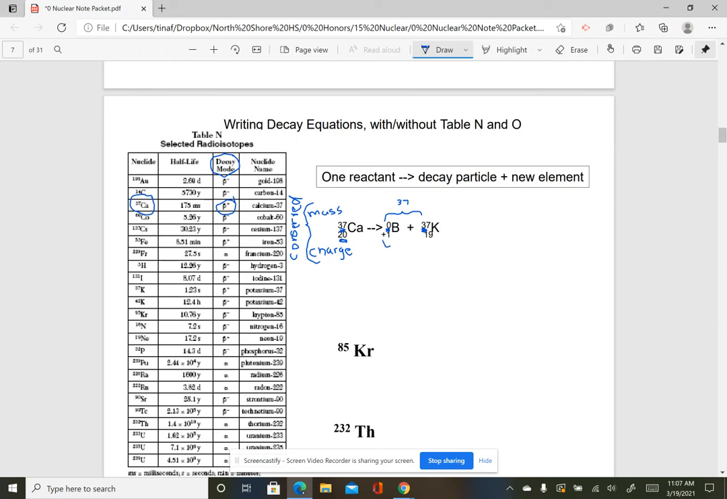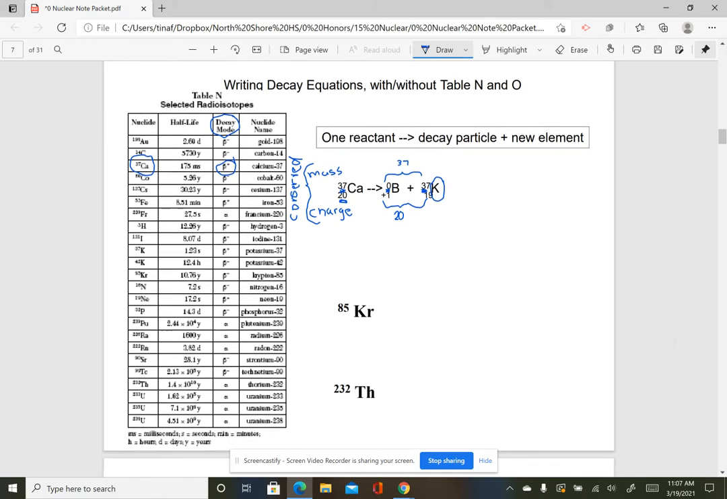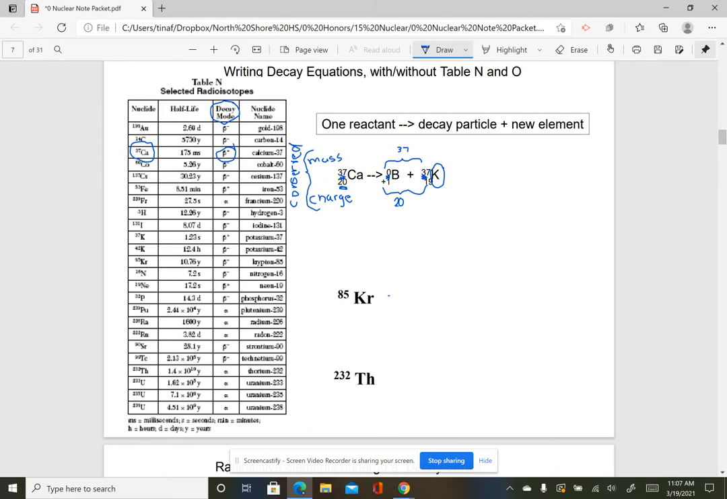My charge on the left side is 20, so on the right side, my charge has to equal 20. So if a positron has a charge of +1, then my new element that I'm making has to have a nuclear charge of 19 because 19 and 1 are going to equal 20. Now, how do I know that my new element being created is potassium? The nuclear charge is the atomic number. So if you go and look on the periodic table and you find atomic number 19, it's potassium. All right. So what are you guys going to have to be able to do? This is something that you're going to be given.